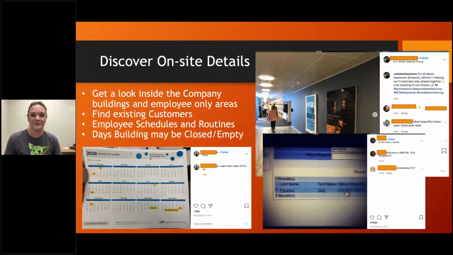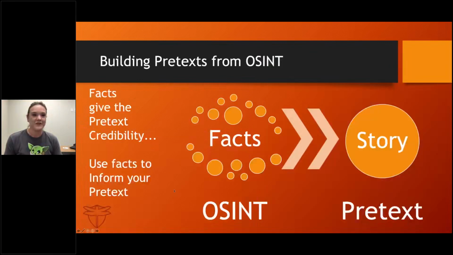You can find some really incredible information out there in the wild. Some of it's going to shock you. So now that we've done all of our OSINT, we're going to take the facts that are going to give our pretext credibility, and we're going to collect them all up together and figure out what we needed to use them for, and use those facts to create the pretext rather than trying to make facts to substantiate a pretext we came up with in our head before we started the investigation.